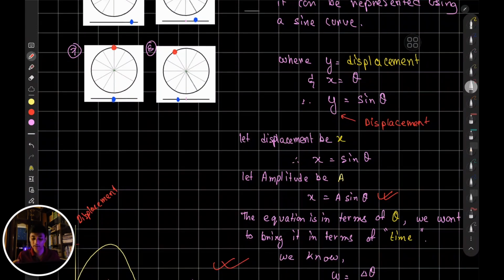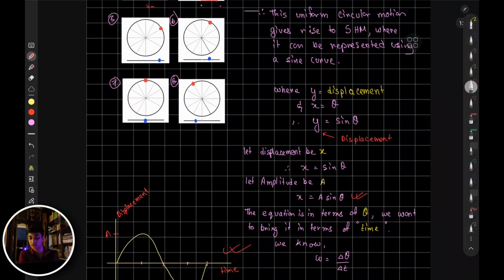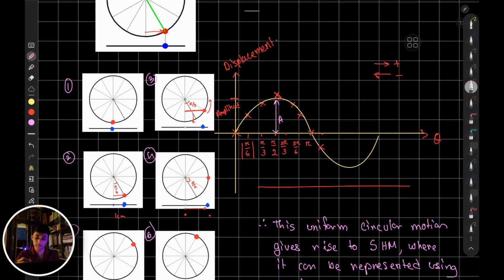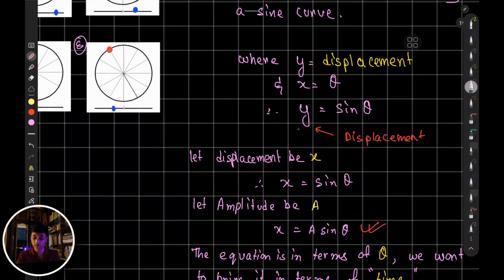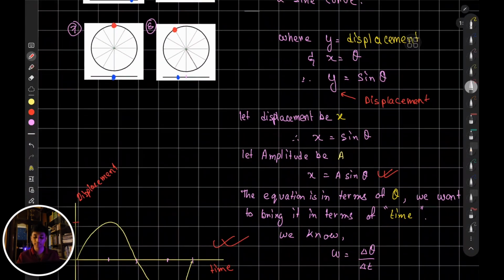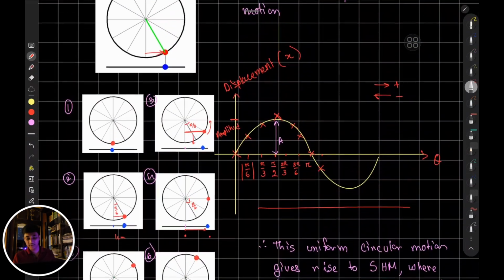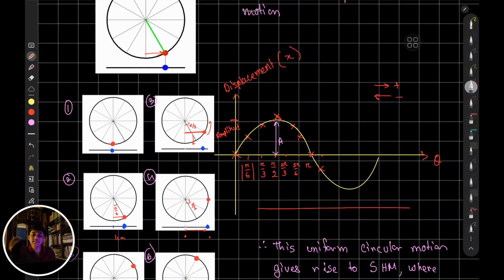But anyways, let's write it in terms of x. Let the displacement be x, meaning we are removing y and just saying the displacement is x. So we are writing x equals sine theta. Agreed? We have done nothing but changed y into x. Why have we done that? Just for the ease of understanding. Great. So we are taking displacement x against theta. So we can say x equals sine theta. Great. Now for this very graph, if it's a sine curve, right?